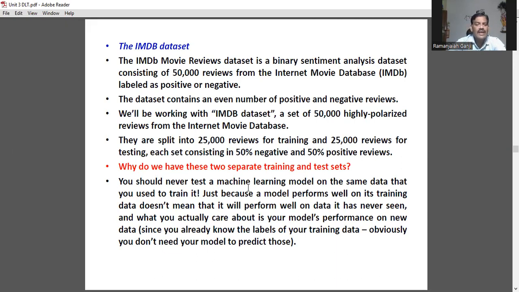Why do we have two separate training and testing sets? See, if you want to design a machine, the machine needs to be trained. And we verify how well the machine has been trained by using test data. You should never test a machine learning model on the same data that you used to train it. Just because a model performs well on its training data does not mean that it will perform well on data it has never seen. What you actually care about is your model's performance on new data.